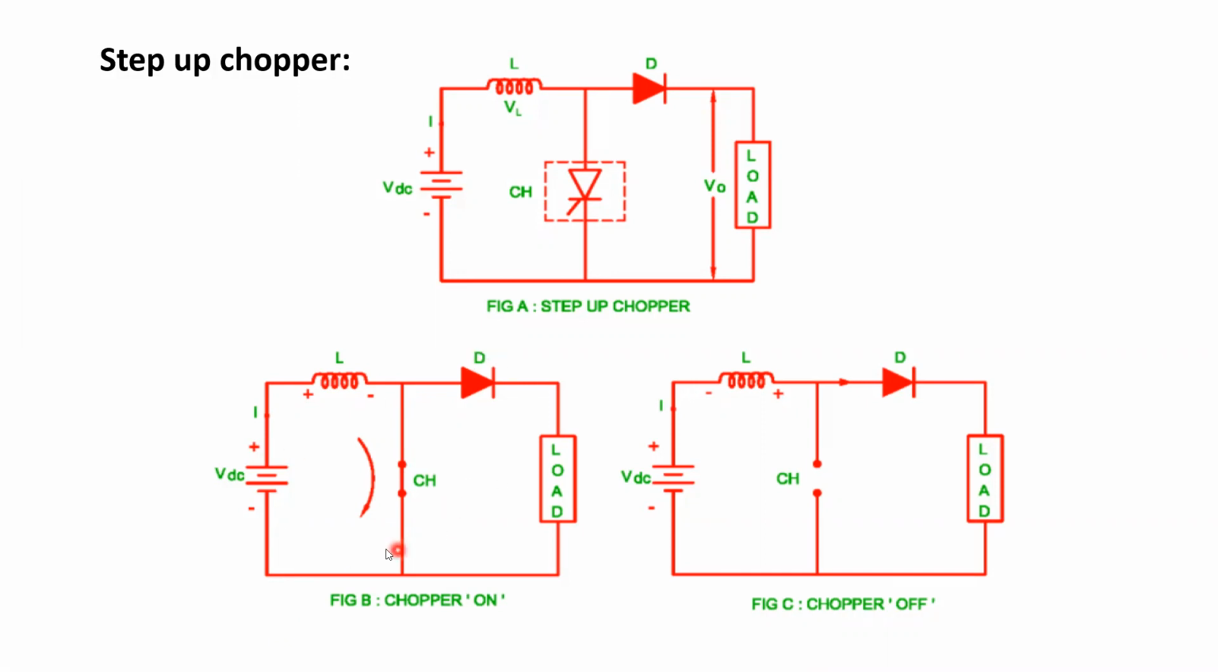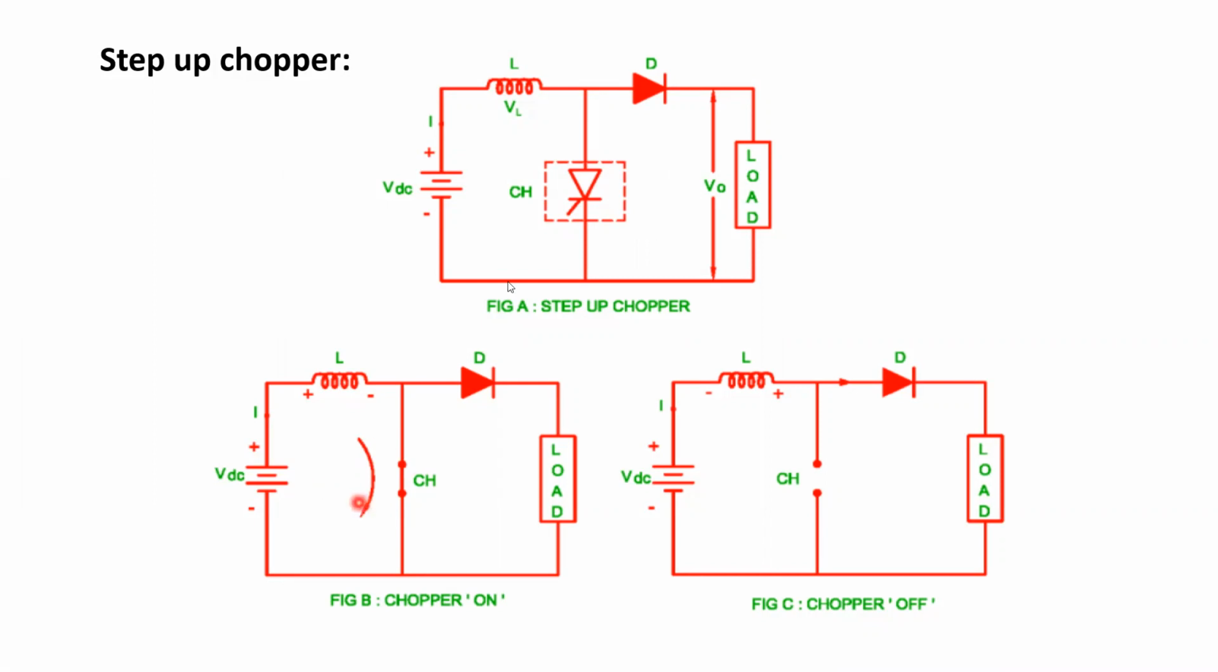The second figure, figure B, indicates when the chopper is on, and figure C is when the chopper is in off condition, covering the circuit operation. Figure A is the basic step up chopper. In the last chopper, we know that when the chopper is on, you get some output voltage; when it is off, there is no possibility of getting any output voltage. Now we will go for step up and compare whether both are the same or different.